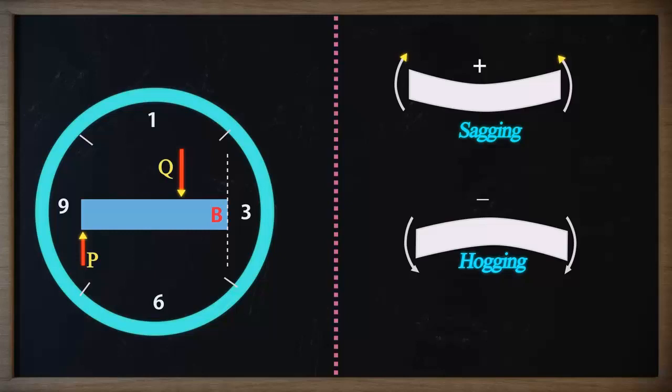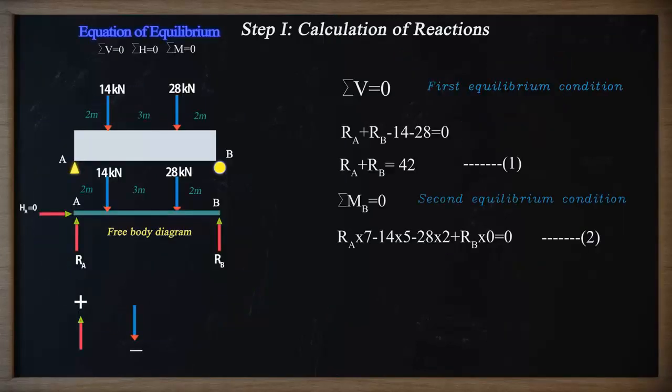Let's get back to our step number 1. As both forces are rotating our beam at point B in anti-clockwise direction, they are taken as negative. Let's solve equation number 2 for Ra. Then we get Ra equals 18 kN. This is how we get our first reaction at point A. To get the reaction at point B, put the value of Ra in equation number 1 and we will have the value of Rb as 24 kN.